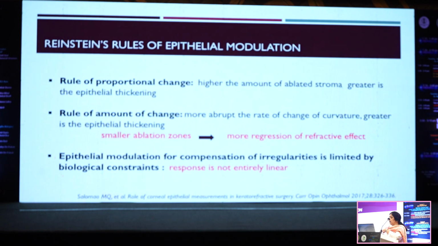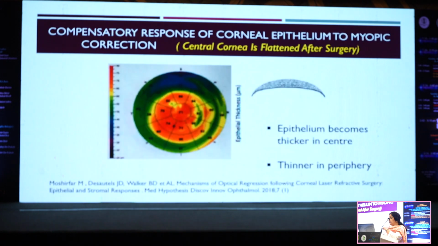But also it's important to understand that the response is not entirely linear. So we don't have a linear response if we treat 2 diopters vis-a-vis 10 diopters. The response is more for the smaller diopters, and then it tends to flatten out because there are biological constraints to the response of the epithelium.